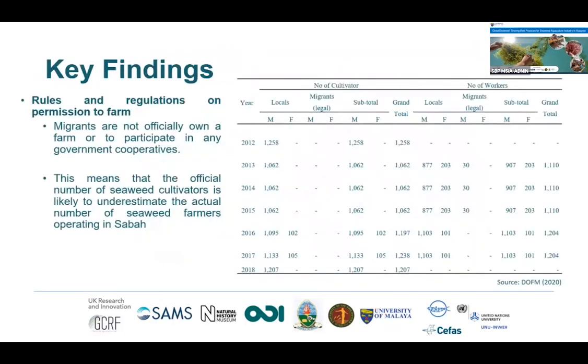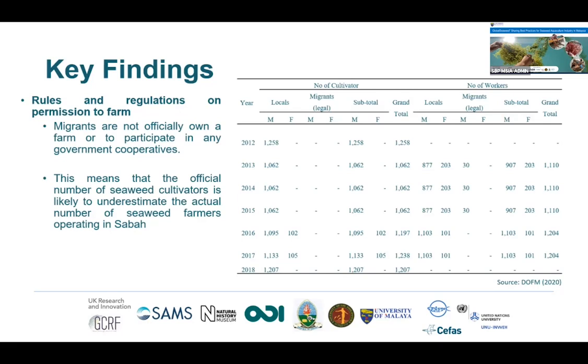Next are the key findings of this study. The first one is about the rules and regulations on permission to farm. The table shown in the slide shows the cultivators and also the workers. Cultivators are those who cultivate seaweed and own a cultivation area. Cultivators are therefore citizens who are registered as cultivators with the government, whereas workers are the ones hired by the cultivators to cultivate the seaweed.